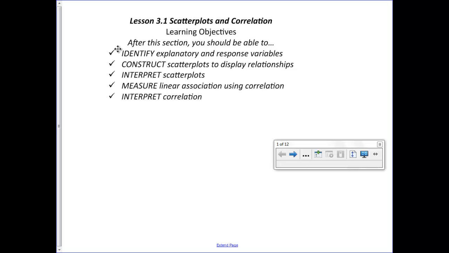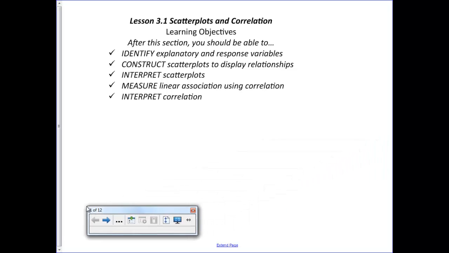We're going to construct scatterplots to display relationships. Once we get into it, I'm pretty sure you guys know how to do a scatterplot. Today, my emphasis was going to be on interpreting scatterplots. We've got the data, we make our graph, how do we interpret it? We'll measure linear association using correlation and interpret correlation. We'll see if we have time to get there. Kind of see how things go.